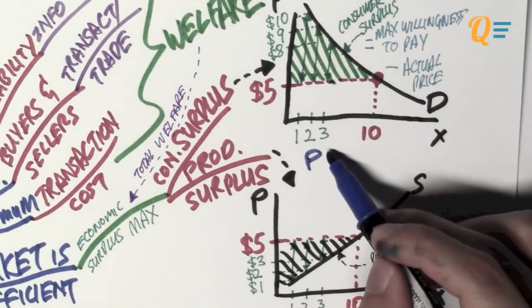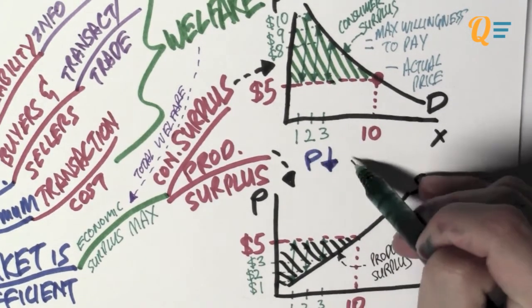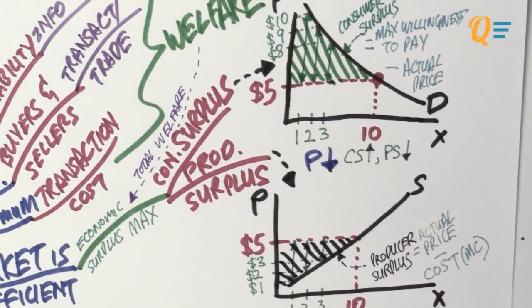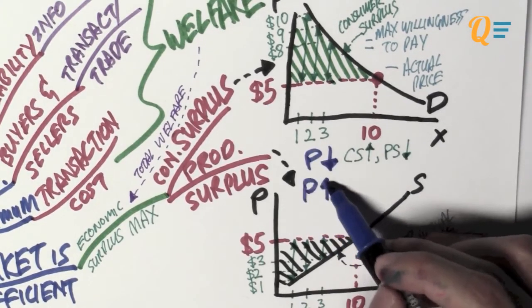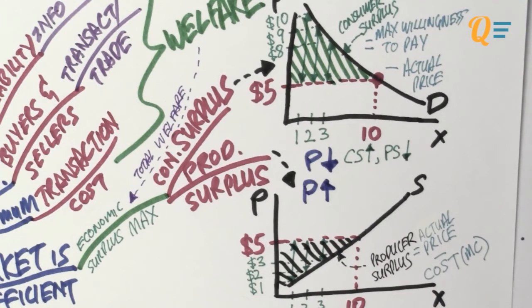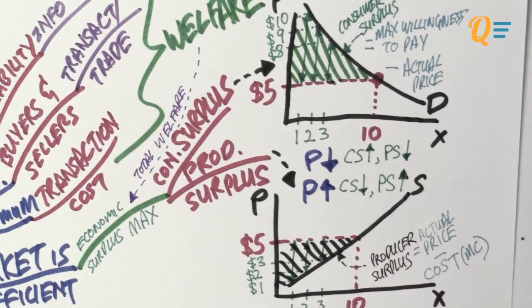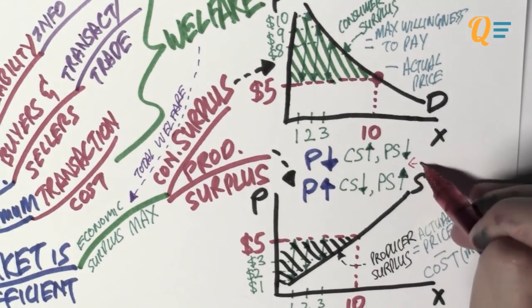So here's some simple mechanics, right? If the price decreases, what you notice is that the consumer surplus is going to increase and the producer surplus will decrease. And when the price increases, that makes your consumer surplus decrease, but your producer surplus is going to increase. So you see they all move in different directions given the change in price.